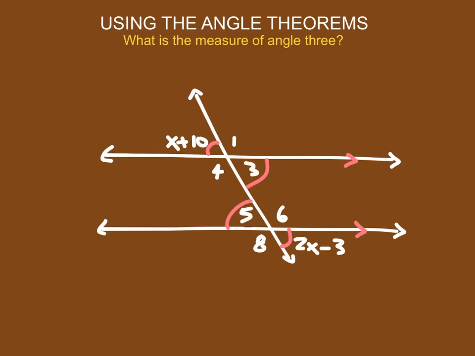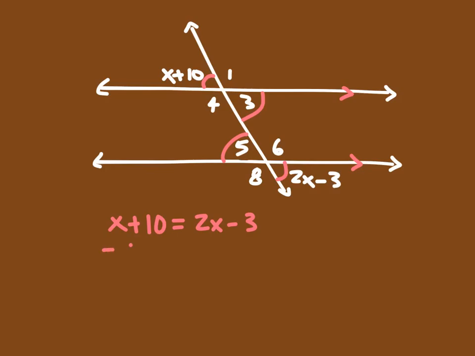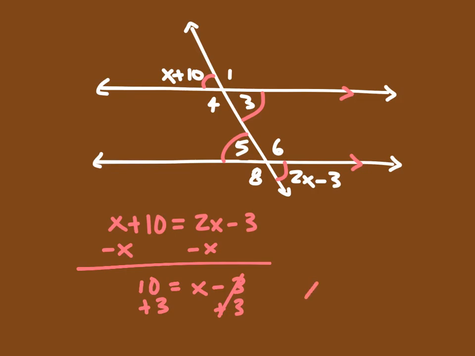Now, what we know is that this angle x plus 10 and the angle down here 2x minus 3, these are alternate exterior angles. Therefore, they're congruent. What we can do is set up an equation by setting those two equal to each other and say x plus 10 is equal to 2x minus 3. This is what you have to be able to create. And from here, we're just going to solve this for x. So I'm going to subtract x from both sides, and we get 10 is equal to x minus 3. Then I'm going to add 3 to both sides, and we get that x is equal to 13.